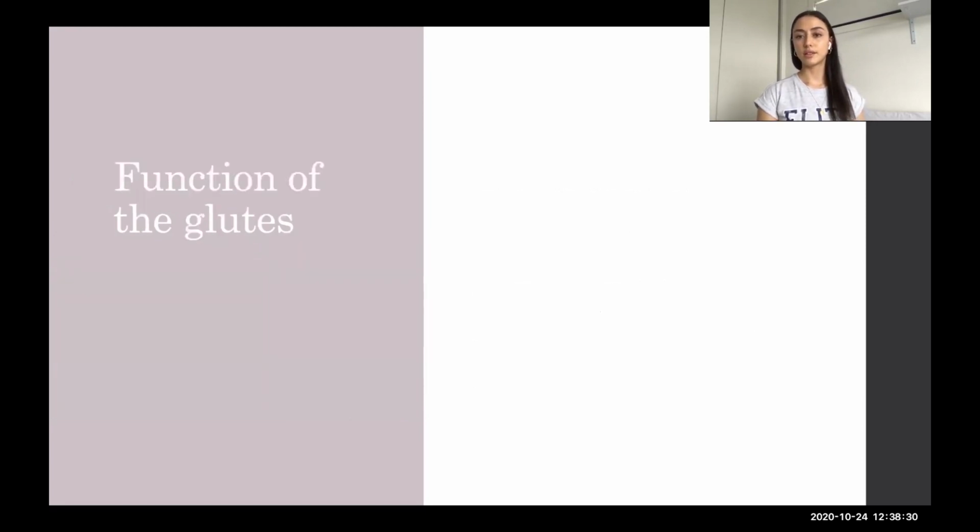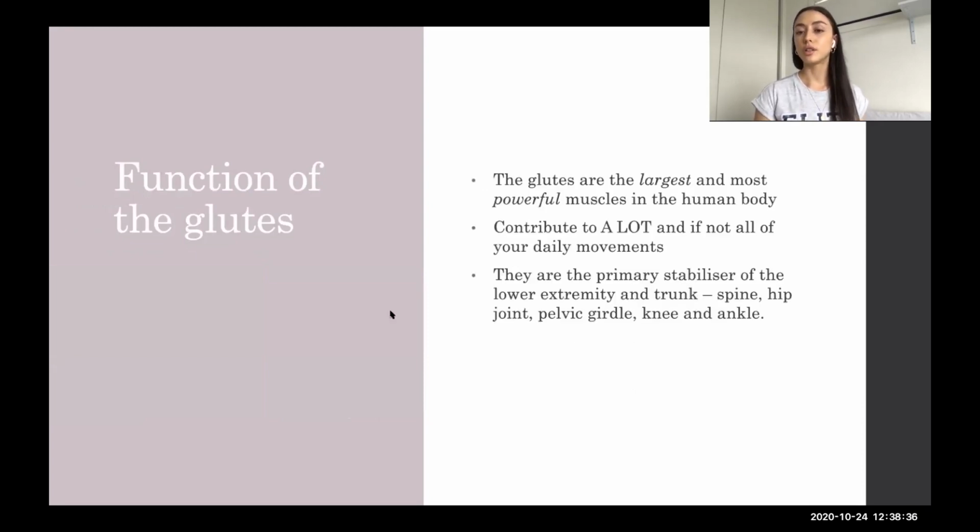So now that we've looked at the glutes and what they do from a joint perspective, we want to look at the function and how they help us in our daily lives. So your glutes are the largest and most powerful muscle in the human body, which is pretty cool. They contribute to a lot, if not all, of our daily movements. Any that you can think of: running up the stairs, stepping up to get something, sitting down, standing up. And they are the primary stabilizer of the lower extremity and the trunk. So your spine, your hip joint, your pelvic girdle, and then moving downstream to your knee and your ankle as well.